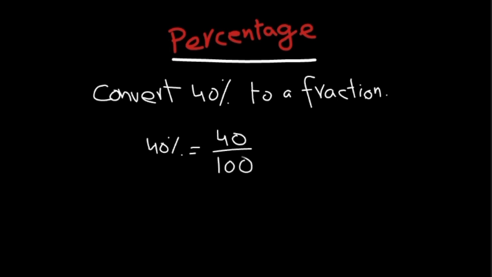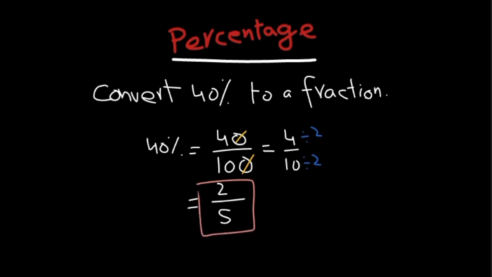So 0 cancels by 0. Then we have 4 over 10. Both these numbers are divisible by 2, so we divide both numbers by 2. When we divide 4 by 2, we get 2, and 10 divided by 2 is 5. So this is our answer.